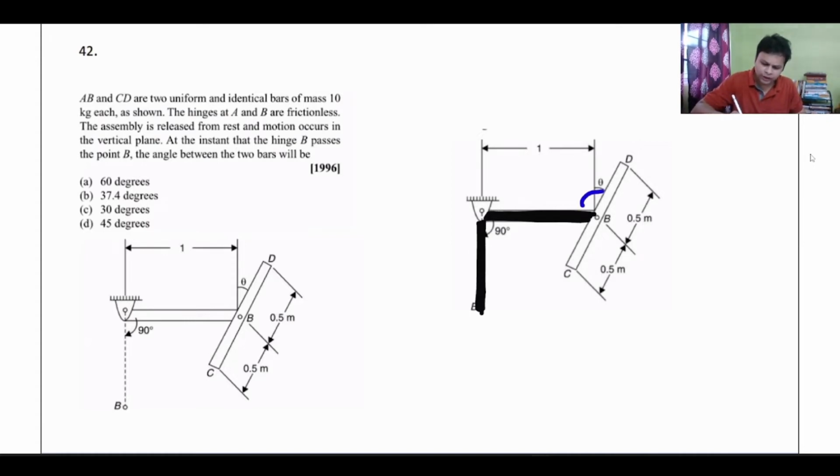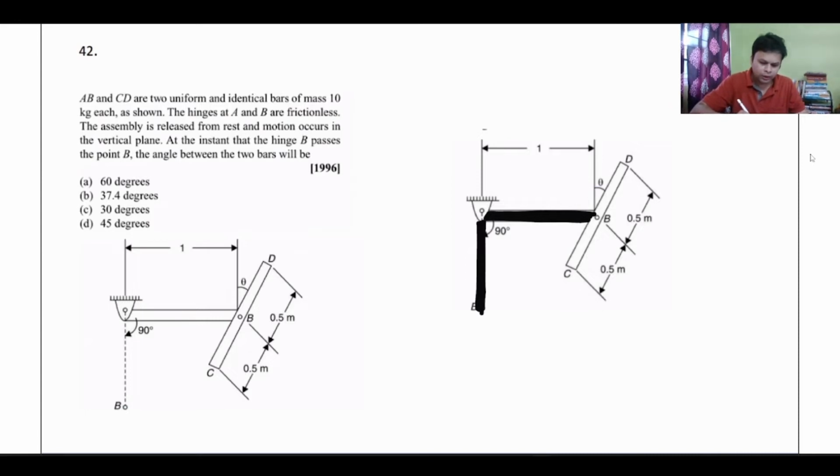Now you can say this is the angle between two bars, whatever the angle might be, at the instant when the horizontal rod passes through point B. At this position, what is the angle between the two bars? So what concept is to be applied here?